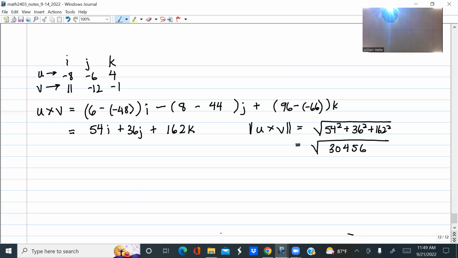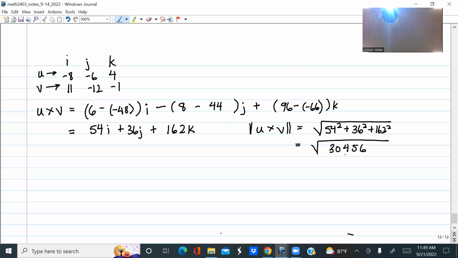30,456. Okay, I doubt that's a perfect square, though it could be by luck, just by happenstance. I don't think that's a perfect square. I'm not going to try to simplify that square root by hand. They didn't want a decimal estimate here, so I'm just going to leave it like this then.